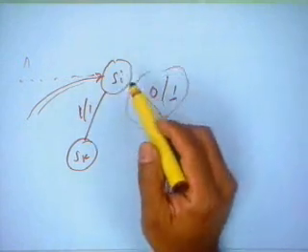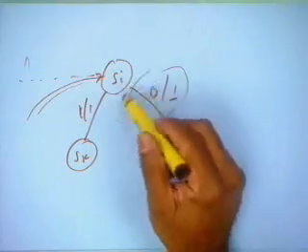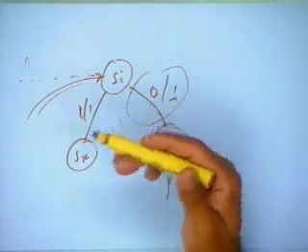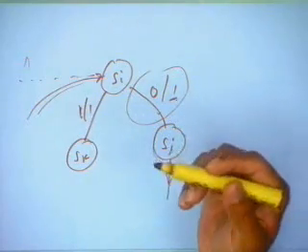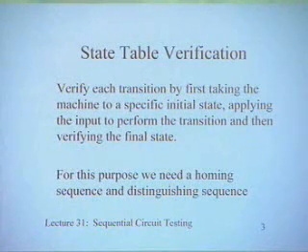If I can be sure that the machine reached the initial state and the machine reached the final state, then I can verify that this transition has occurred. And this has to be done for each of the transitions. So this is the mechanism that is used for state table verification: verify each transition by first taking the machine to a specific initial state, applying the input to perform the transition, and then verifying the final state.